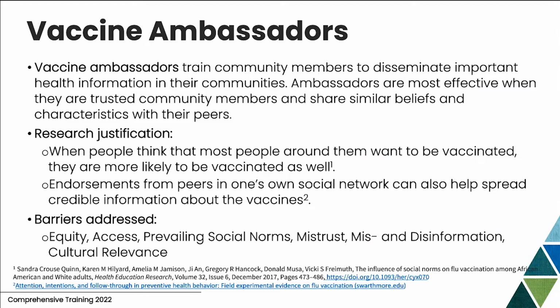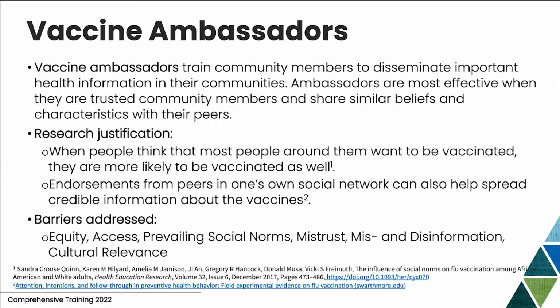Here's the description of vaccine ambassadors, and we'll talk about an example that was published. Vaccine ambassadors are one way that you can train community members to disseminate important health information in their communities. Ambassadors are most effective when they are trusted in their communities and they share similar beliefs and characteristics with their peers. So you have to choose these ambassadors carefully.